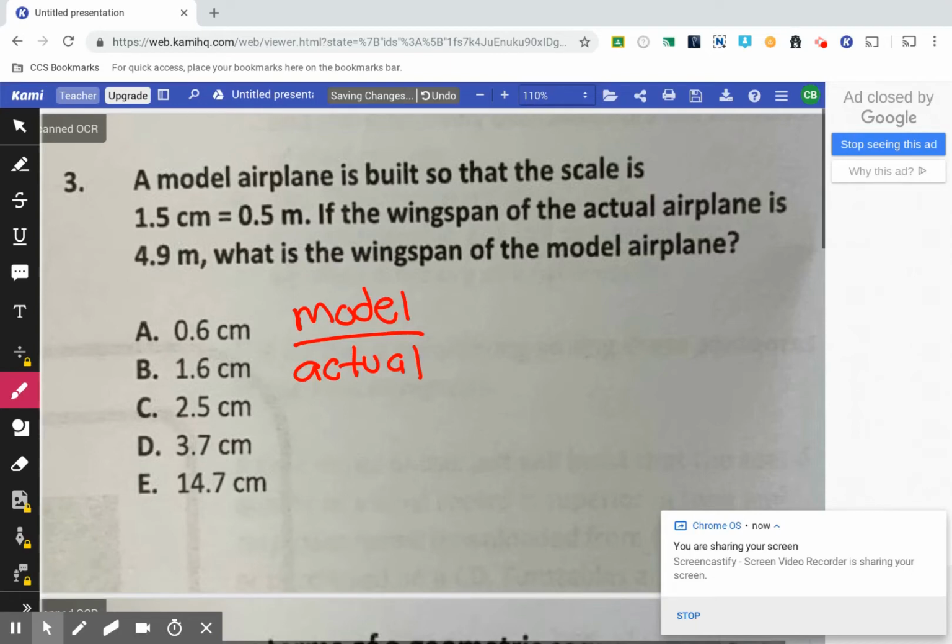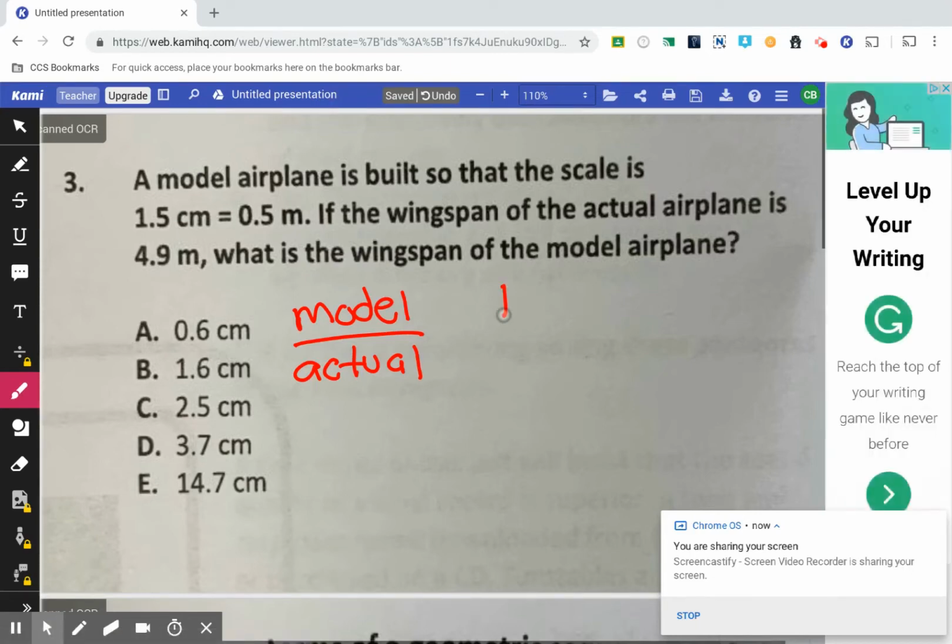So if I follow along, 1.5 centimeters, that's the model, equates to half a meter as the actual. Now, that's going to be equal to what's going on in the problem. And the actual airplane here that we're looking at is 4.9 meters. So that goes in the bottom, where our actual is. And what we're trying to figure out is, what's the model up there? I'm just going to call that X, because that's what we're looking for. Now, I've got what's called a proportion. A proportion, very simply put, is 2 equivalent fractions, 2 fractions that are equal.